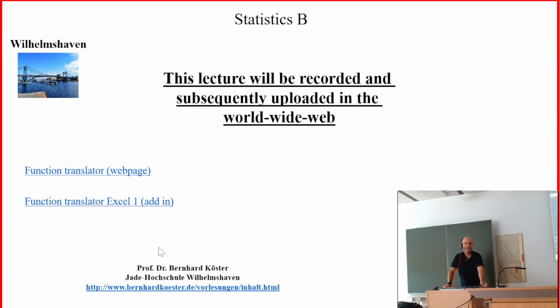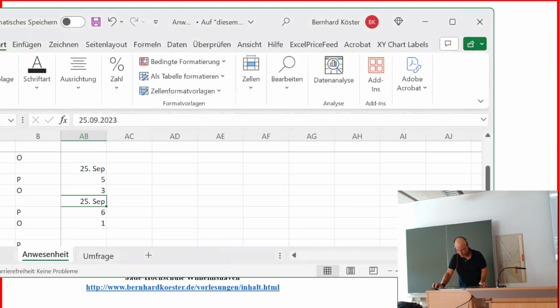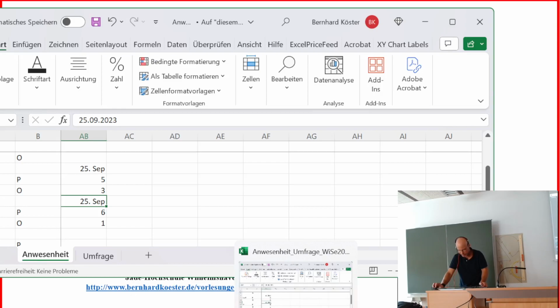And I will do it in a medium way, because what you can do in Excel is, and this I will just show you.